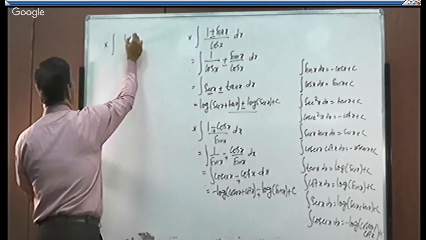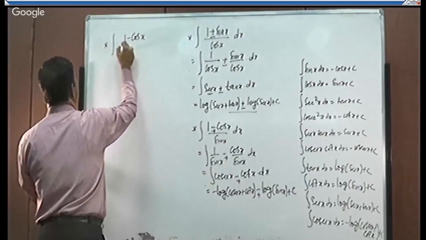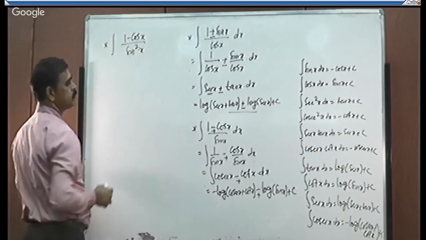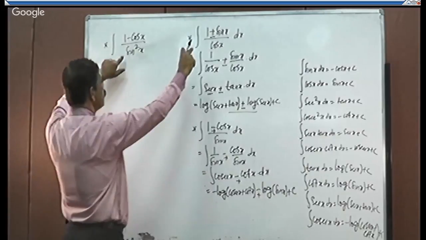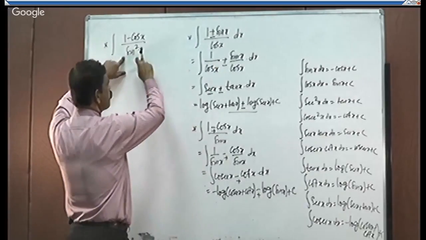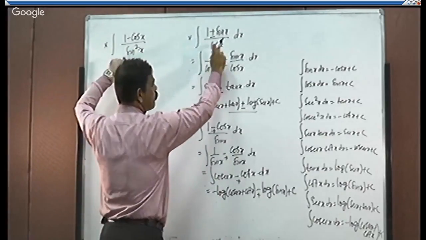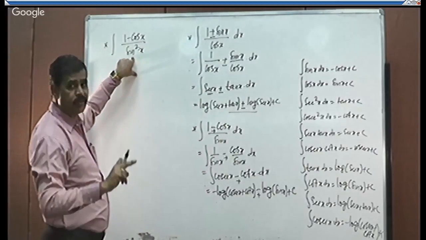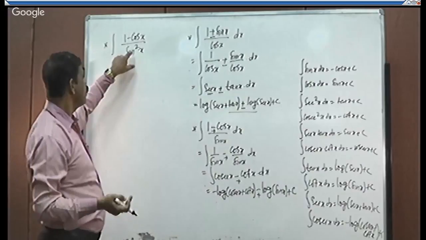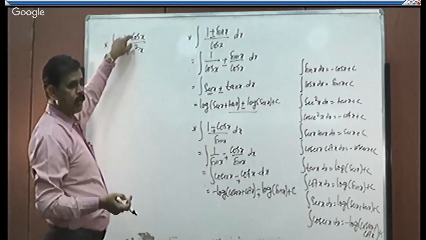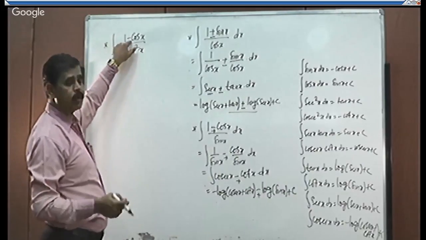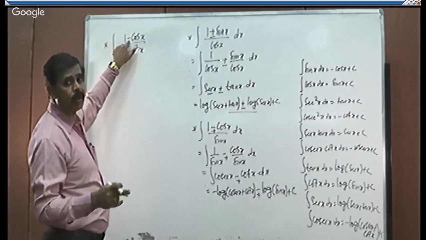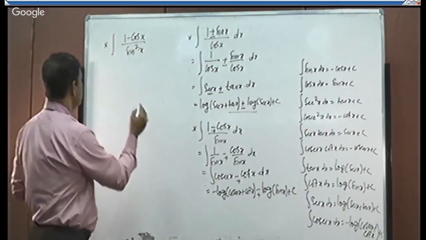Same type: 1 minus cos x divided by, if it is sin square x. See the difference between this type of problem and this type of problem. At the denominator, it is only sin or cos, but here the denominator has sin square or cos square correspondingly. If it is sin square, this will have 1 plus or minus cos. If it is cos square, this will have 1 plus or minus sin.